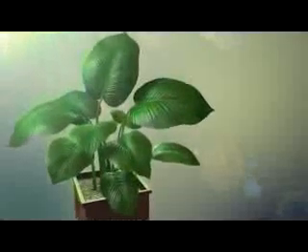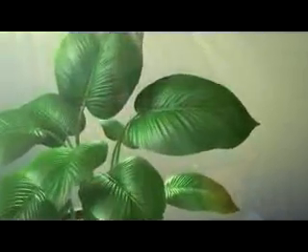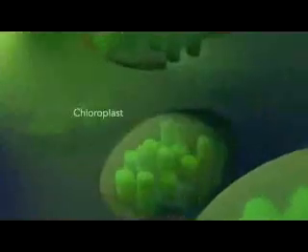Some organisms, such as plants that are photoautotrophic, meaning they capture sunlight for energy, have cells with an organelle called a chloroplast. The chloroplast is where photosynthesis happens. It's green because it has a green pigment called chlorophyll.